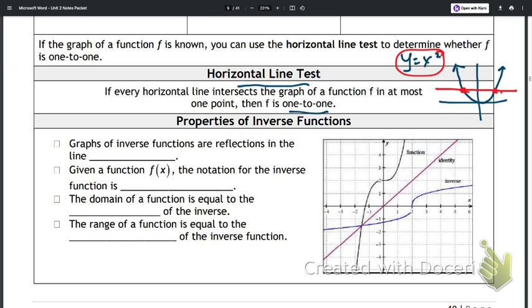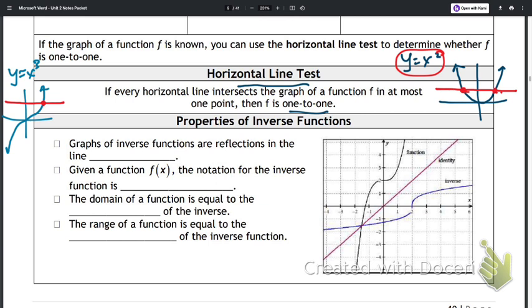If we did something like the graph of y equals x cubed, that looks like this. And it is one-to-one because when you do your horizontal line test, it only touches that one time. So it would be one. That means your inverse will be a function.